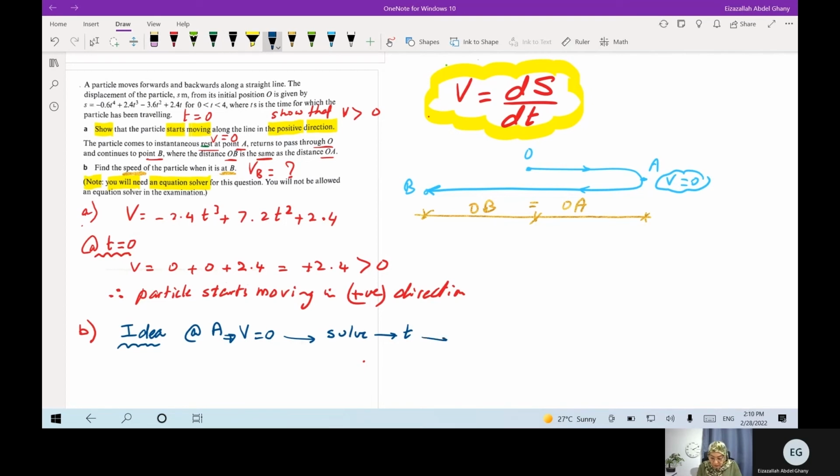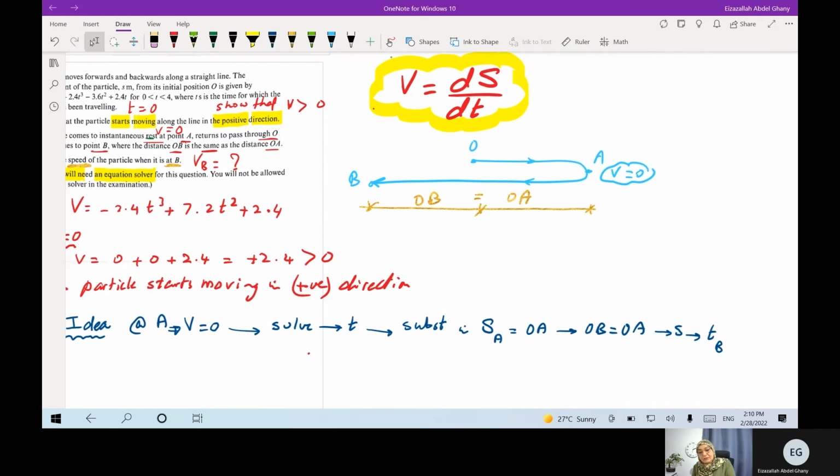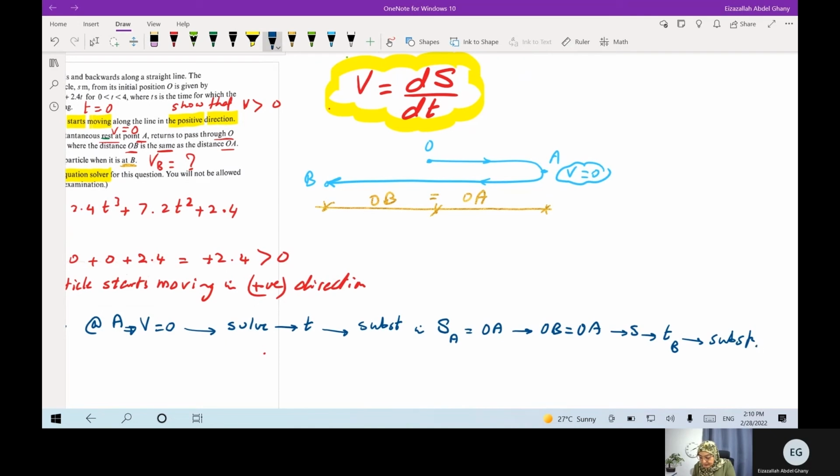When you get t, go and substitute for this t in s to find s at A, which is displacement OA. And then equate, because OB is the same as OA. When you get OB as a displacement, now you will substitute the displacement to get t. We need to find t at B. When you find t at B, the next step is you will substitute it in velocity to find velocity at B.